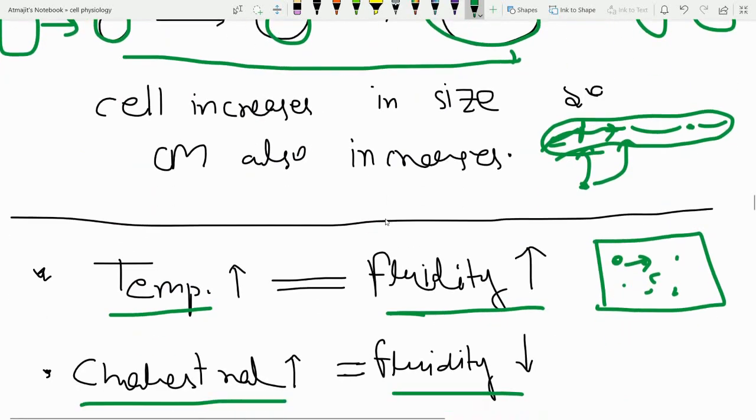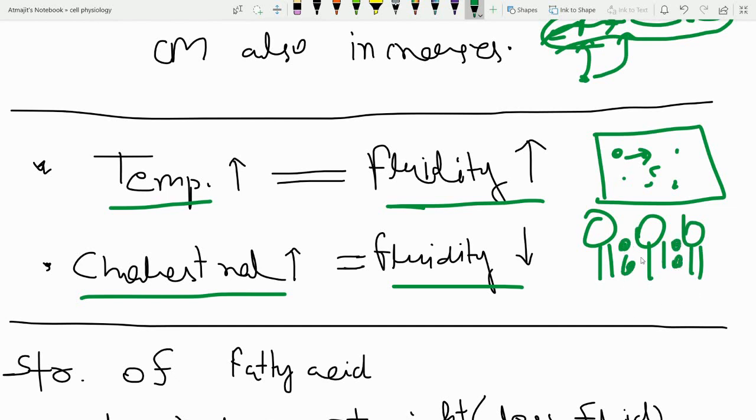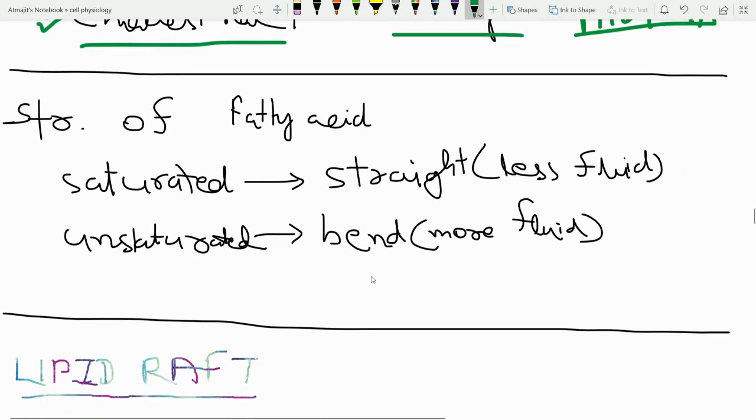But if here is a cell membrane and here 1 cholesterol, 2 cholesterol, 3, 4, 5, 6, many cholesterol there, it is very tightly packed, so it cannot move, so fluidity decreases. Temperature increases, fluidity increases, and cholesterol increases, fluidity decreases.